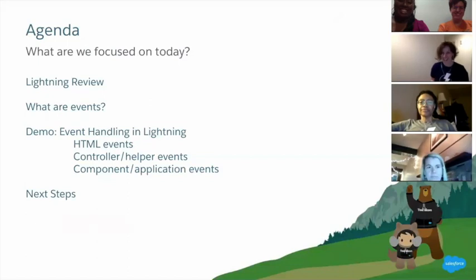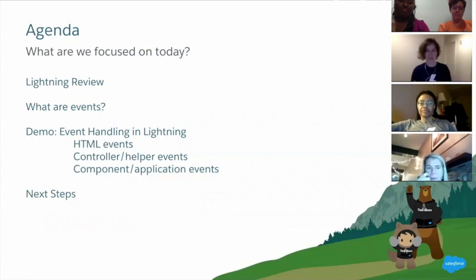Today, we are going to review a little bit of what we talked about last time, just to make sure we're all on the same page as far as terminology and a few other things. Then we're going to go deep into event handling in Lightning. What are events? What kind of events do we see? And then we're going to build out some Lightning components that are using a variety of events and talk about when we design components, when we're writing that code, what are the patterns we want to start thinking about.